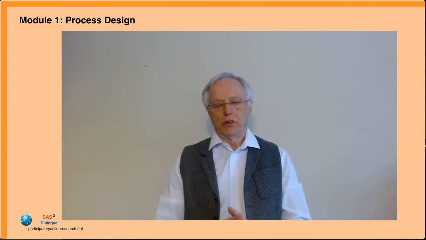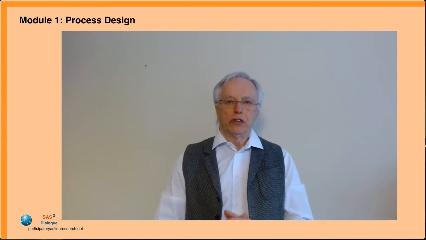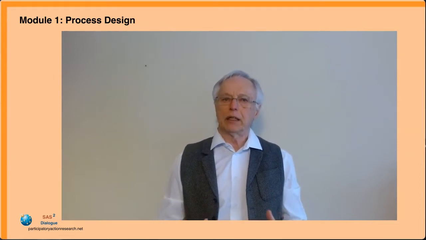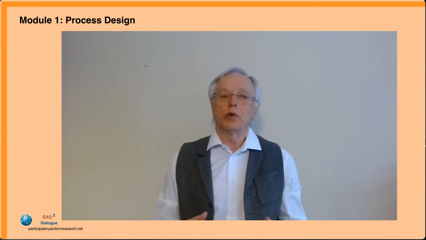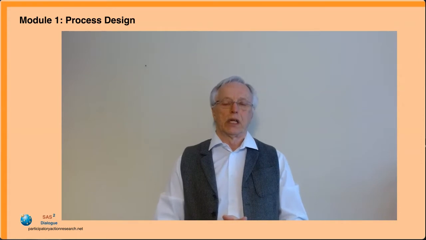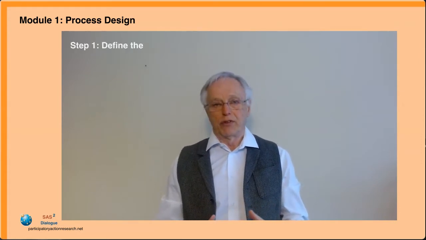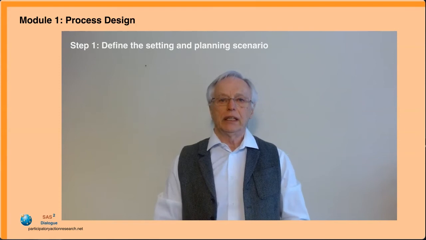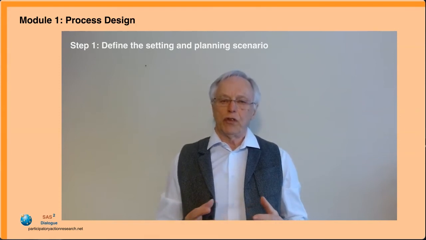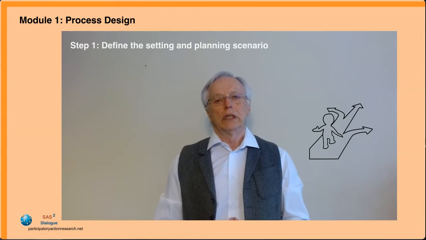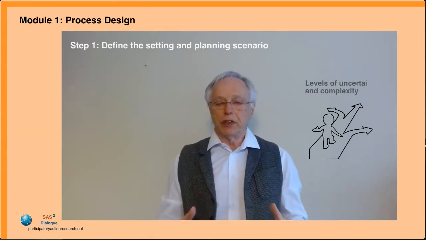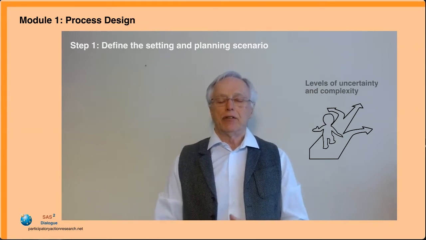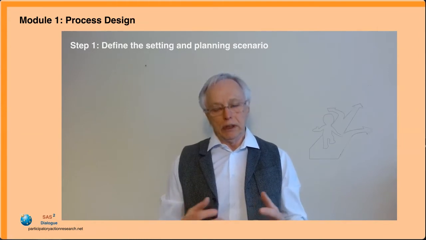This video clip is about process design, a systems approach that helps select, combine, and adapt tools in a flexible design for participatory action research. There are 6 steps to follow. The first is to define the general setting and decide which of the following 3 scenarios applies most closely. The scenarios reflect different levels of uncertainty and varying degrees of complexity. Your process design will need to adapt accordingly.